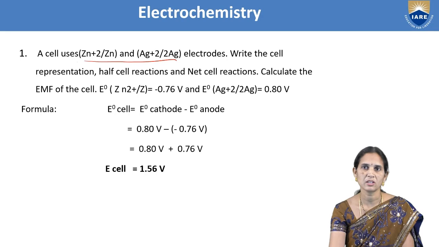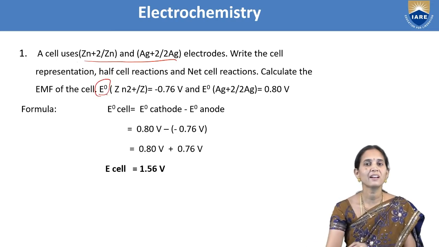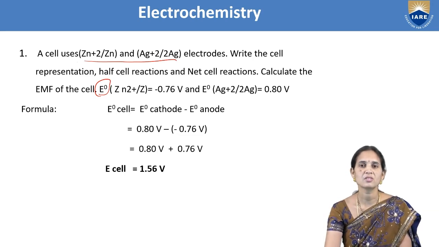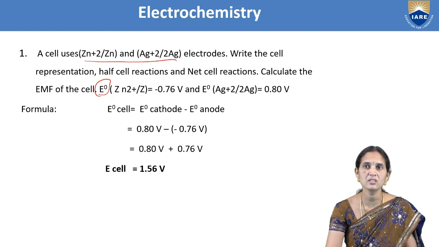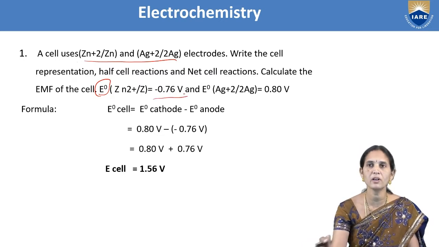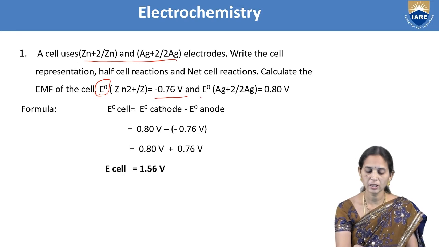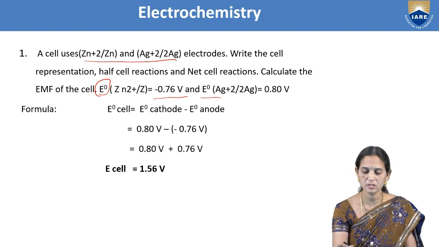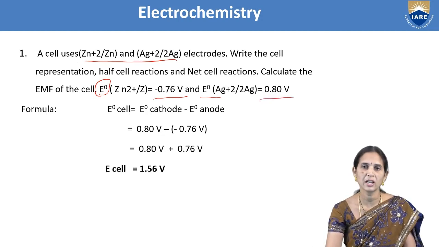Write the cell representation, half cell reactions and net cell reactions. Then calculate the EMF of the cell. The given values are the E naught values. What does E naught mean? E naught means standard electrode potential. The standard electrode potential of zinc is minus 0.76 volt, and the standard electrode potential of silver is plus 0.80 volt.